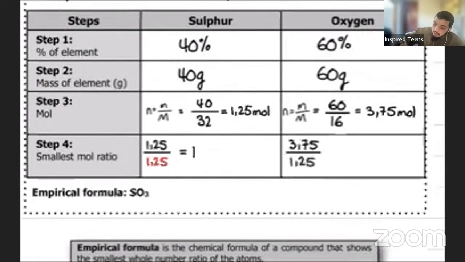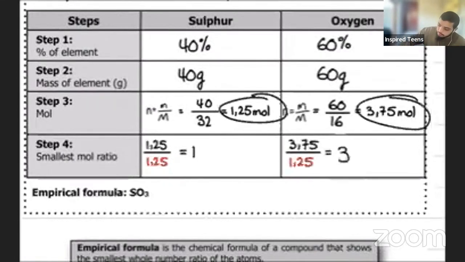Okay, and here you're going to say 3,75 divided by 1,25 as well. All right, let's change this to red. Divided by 1,25 as well. And here you're going to get, let's do it, 3.75 divided by 1.25. You get an answer of exactly 3. So now we know that there's 1.25 moles of that and 3.75 moles of that.